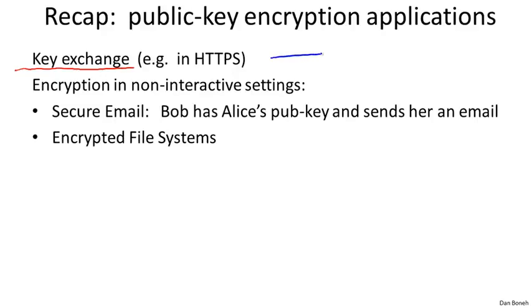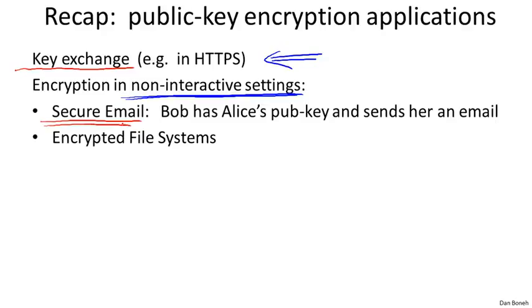So in interactive settings, such as in a networking protocol, public key encryption would primarily be used for setting up a shared symmetric key which the two parties can then use to exchange information. However, there are many settings where interaction is simply not possible, and then public key encryption is directly used to encrypt messages. One example of this is secure email.